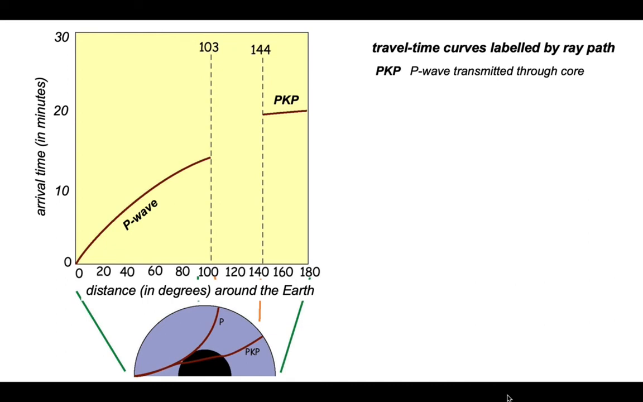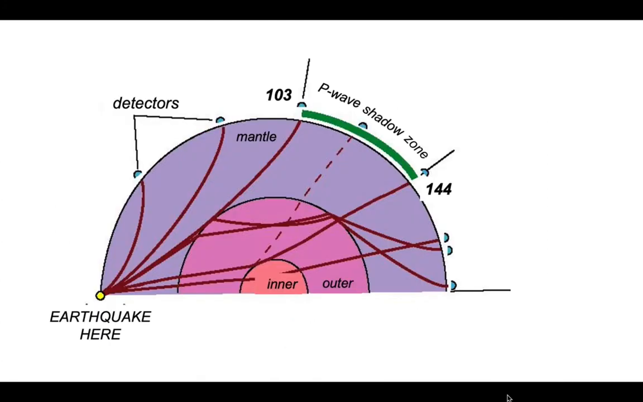Now the interesting thing about this graph is there are effectively no P waves recorded between 103 and 144 degrees away from an earthquake. In other words, there's a shadow zone. So let's see how this plays out in our cartoon Earth. Here's that shadow zone between 103 and 144 degrees from the earthquake.